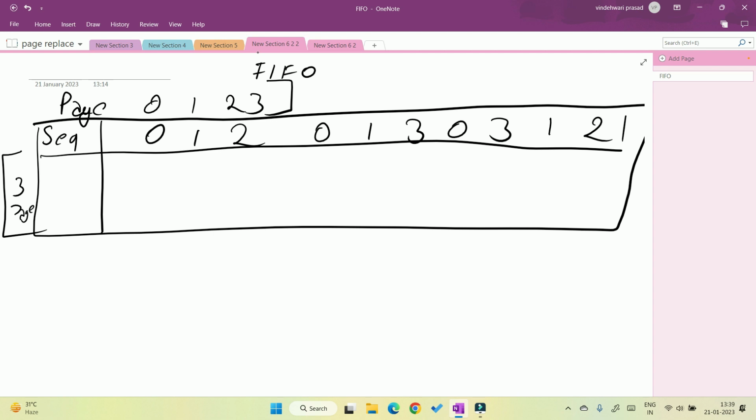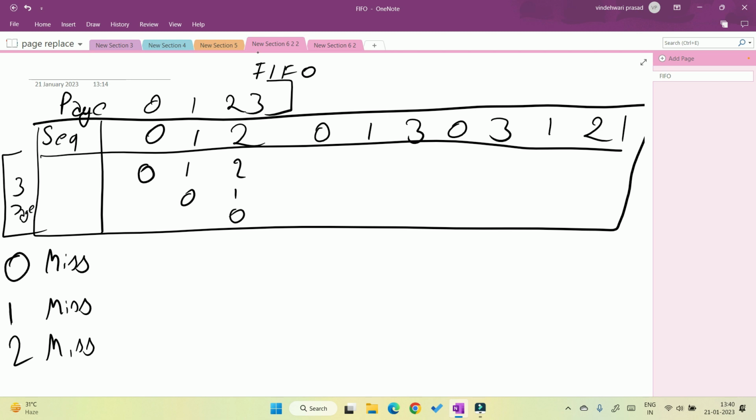Suppose your process needs page 0. Page 0 is a miss because it is not present, so page 0 comes in. Then page 1 is again a miss because it is not present, so the memory becomes 1 0. Then 2 is again a miss, so 2 1 0. Now 0 is a hit because it is already present. Now 1 will be a hit, 2 1 0.